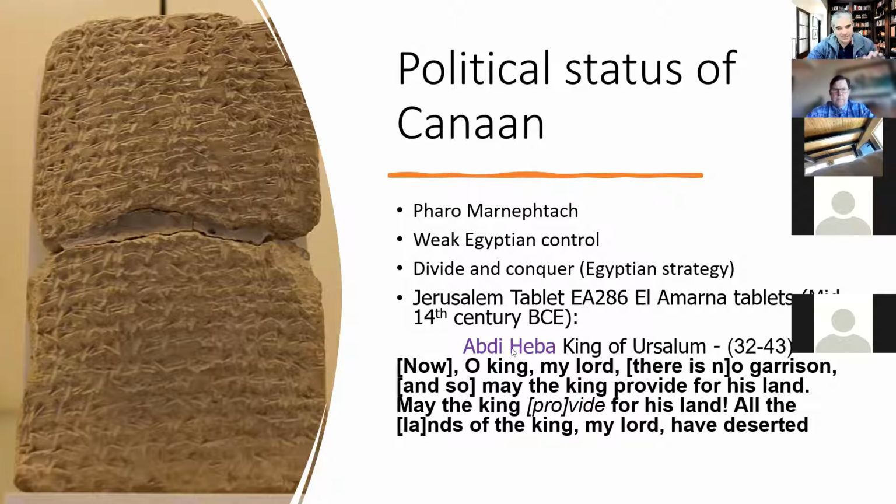Let's read what he says here. Abdi Chefa writes this to Pharaoh Manafach in Egypt. Abdi Chefa, king of Jerusalem, he writes this: Now, O king, my lord, there is no garrison, and so may the king provide for his land. May the king provide for his land. All the lands of the king, my lord, have deserted.